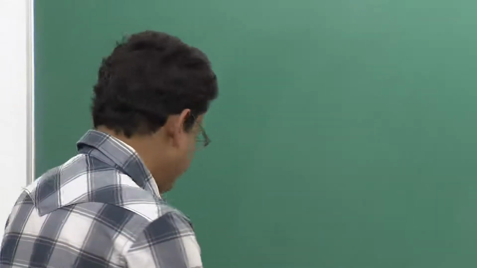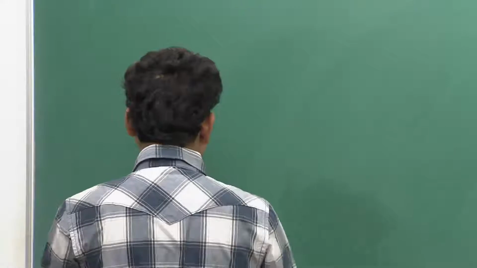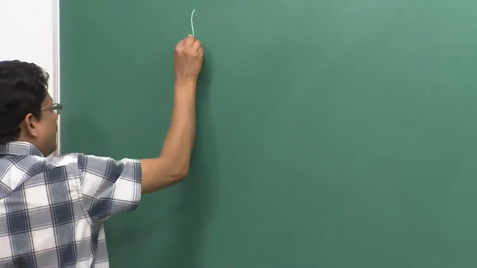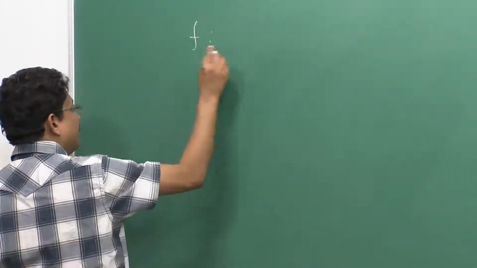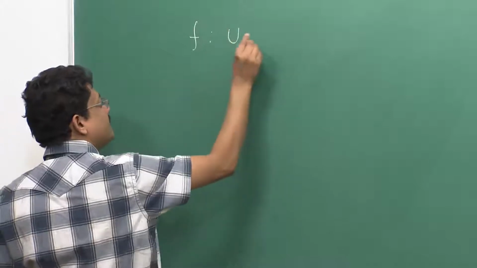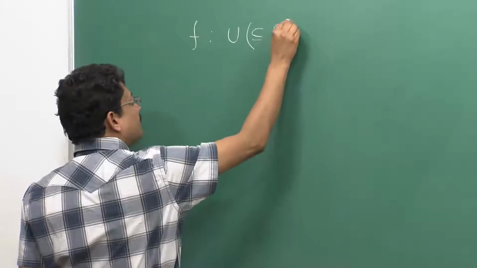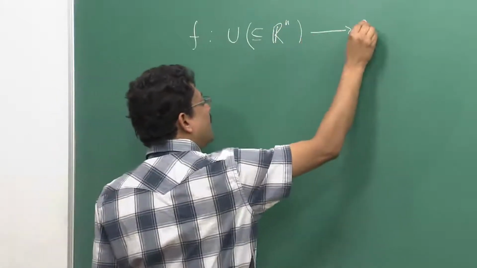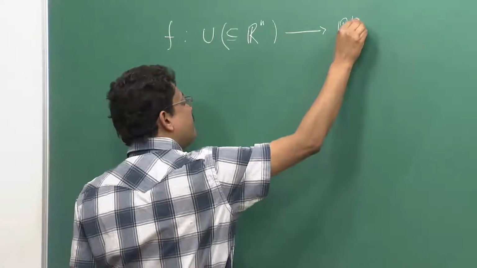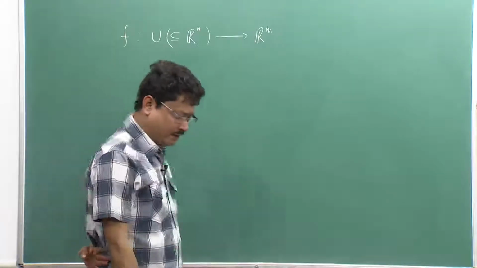Okay. So, today in the fourth lecture, we will start with the derivative of function of several variable. So, once again, I have a function f defined from some subset U in R^n to R^m, m and n as before greater than or equal to 1.